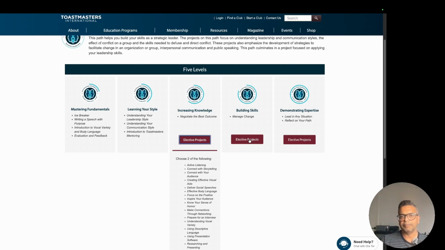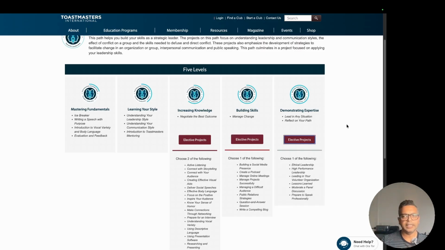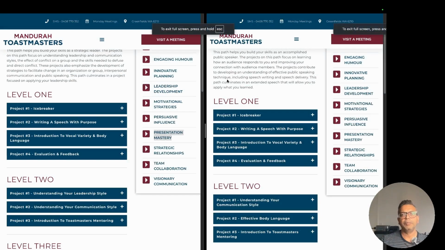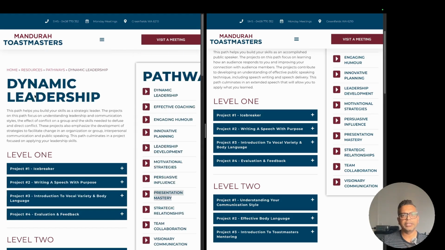Then level 4, you build on the change, you start managing change. And then finally we look into leading in any situation, and then a few electives. So let's focus in detail on what we have done. Thanks to our club, Mandurah Toastmasters, where they have covered all the paths, and this particular link will be available in the description.